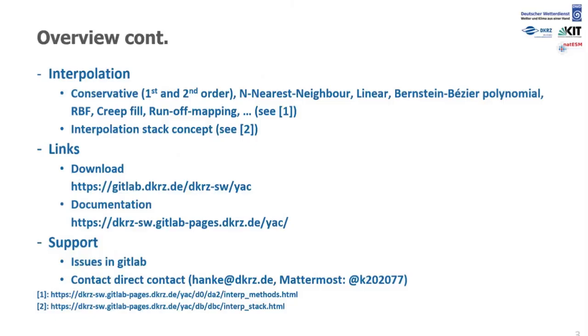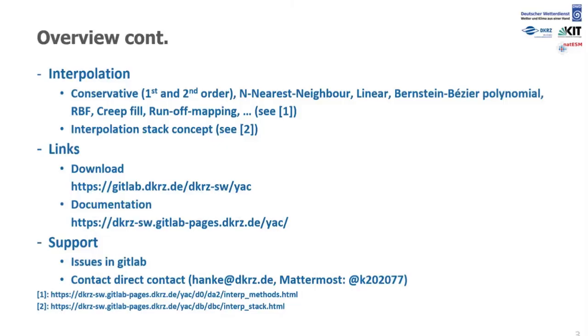YAC also introduced the interpolation stack concept. Certain interpolation methods may fail when trying to interpolate a target point, for example because it is too far away due to constraints. Usually you then have a fixed fallback method. You may say, I want to do nearest neighbor or something else fixed.